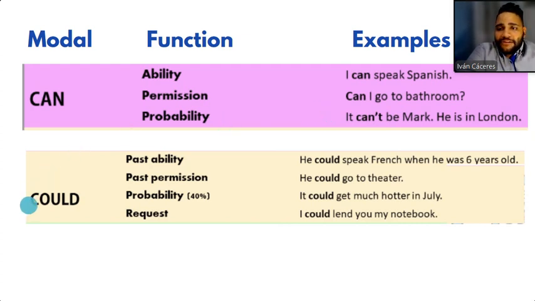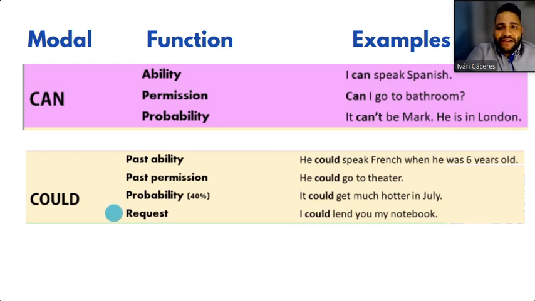Then you have could, and as you can see, I'm using can there. Could is the past of can. Sometimes could is or can be the past of can. So if in can we have ability, in could we will have past ability. In can we have a permission, in could we will have a past permission, and in can we have a probability, and in could we have a probability also, but it is smaller than the probability with can.